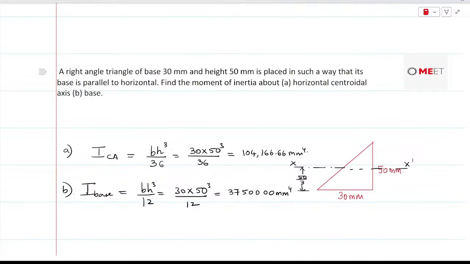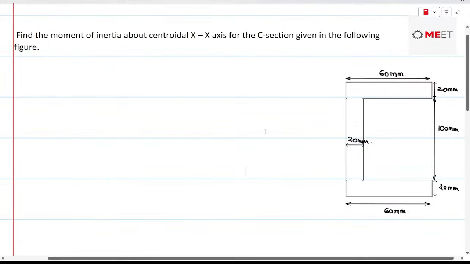Yeah, let me just correct. The answer is not 375,0000. It is actually the product of 30 into 50 power 3 divided by 12, and the correct answer is 312,500 mm power 4.